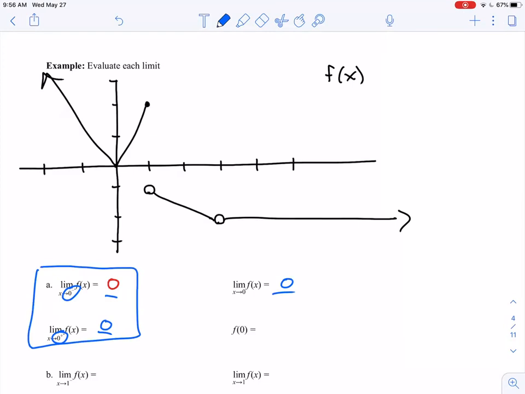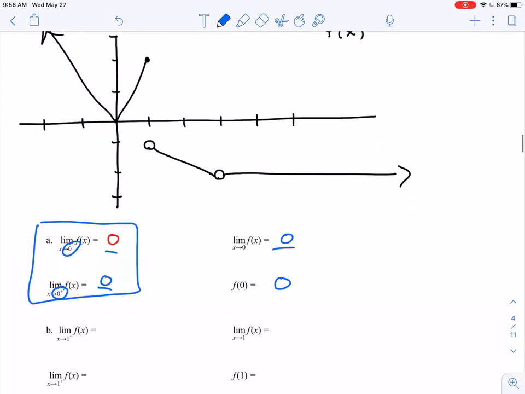f of 0, then, that's just the value of the function. Here in this case, there are no holes or anything crazy like that. We just have a point right there. So in this case, f of 0 is also equal to 0.